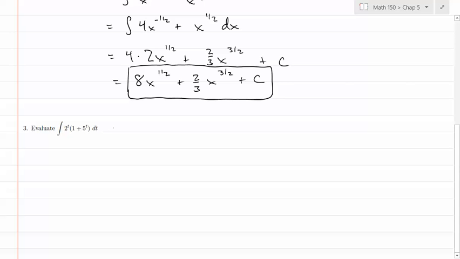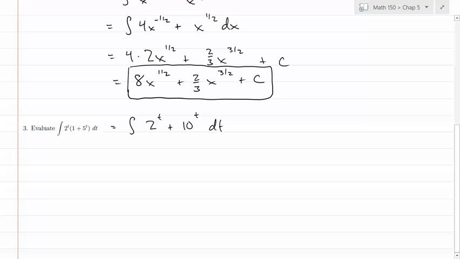Third one, same deal. It's a product. So you have to simplify the product, and the way to do it is to distribute. 2 to the t times 1 would be 2 to the t. 2 to the t times 5 to the t, that would be 10 to the t. Okay, another property of exponents there.